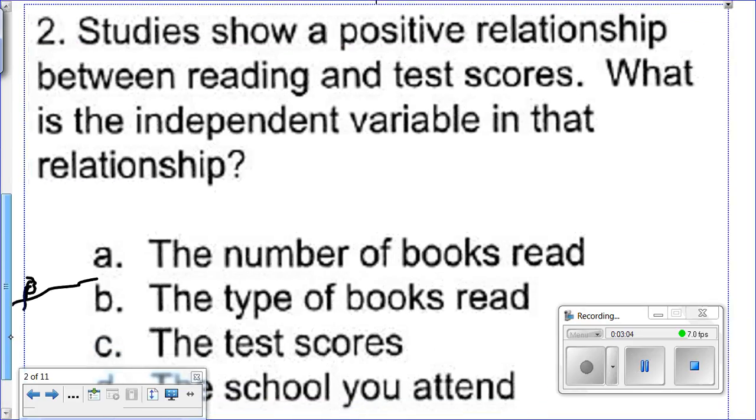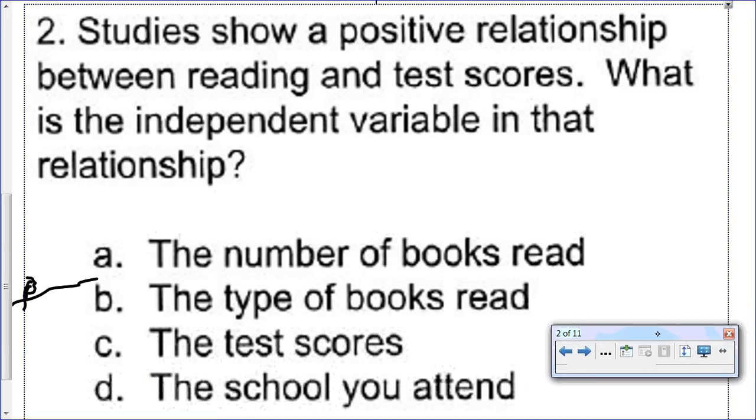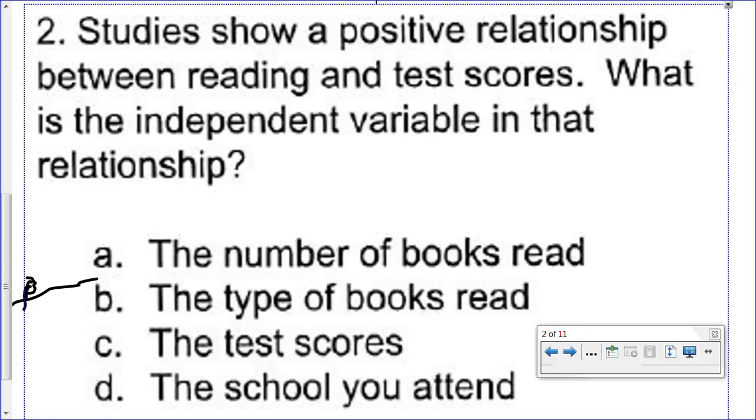Okay, number two. Studies have shown a positive relationship between reading and test scores. What is the independent variable in that relationship? So, just as an aside here, we haven't talked about positive and negative relationships, but I'm going to demonstrate sort of how they look on a graph while we answer this question. But all they really want to know is what is the independent variable. Okay, so again, you know, the reading happens and then the result is that test scores change.